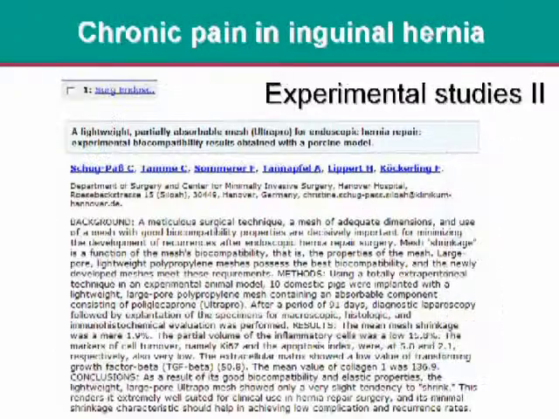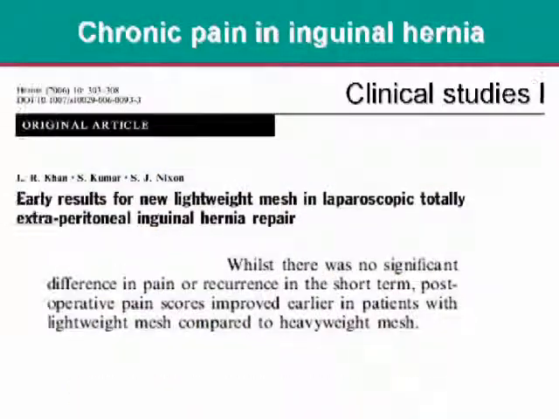And there's another experimental study, it is not yet published, but proving this excellent biocompatibility of this supplemented lightweight mesh, which actually leaves the pure lightweight mesh after 2 or 3 months. And just have a look at 2 or 3 clinical studies. I think tomorrow we go into this in detail.